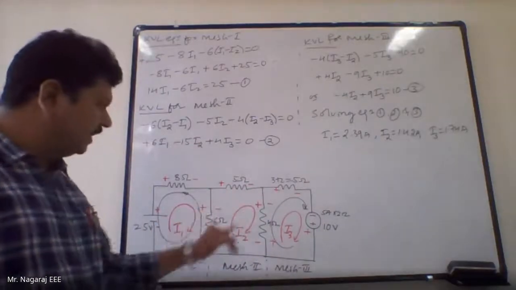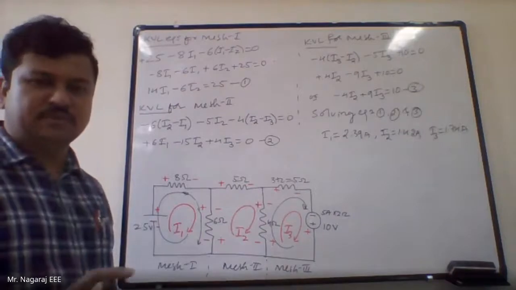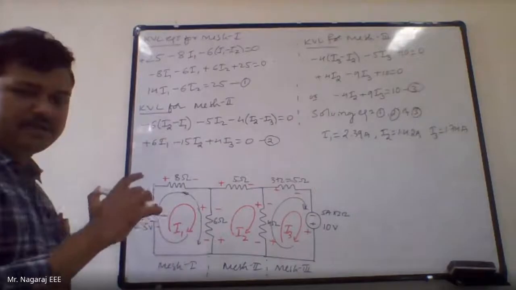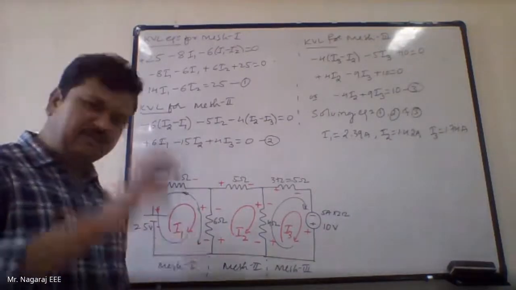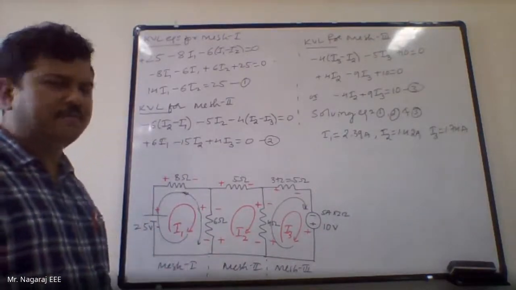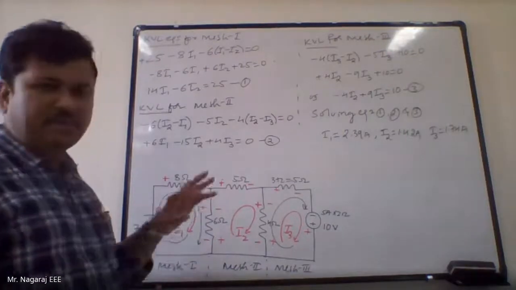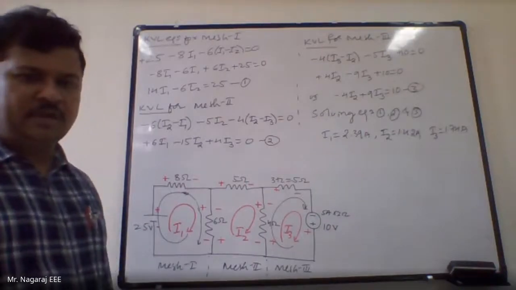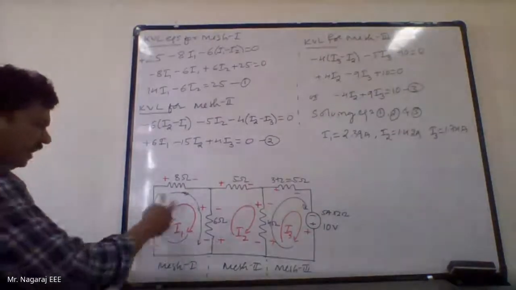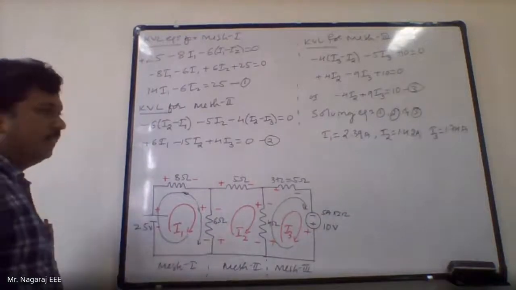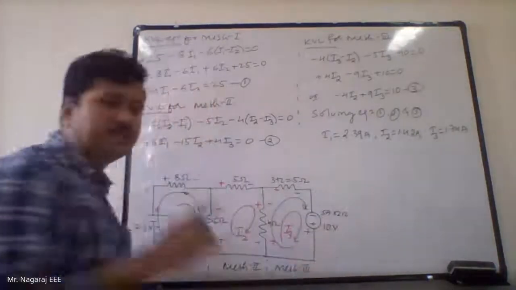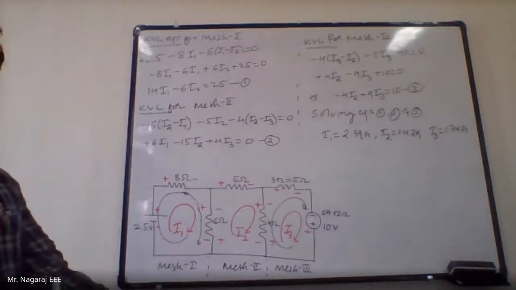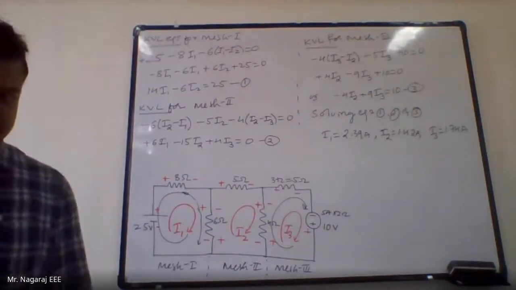Now this clockwise direction of the current is simply assumed. I did not say at the earlier stage itself that current will flow in clockwise. No, it is simply an assumption. You can write and solve the same example using anti-clockwise mesh currents. You can try that and see that if you take anti-clockwise currents, all I1, I2 and I3 will come with a minus sign with the same values.